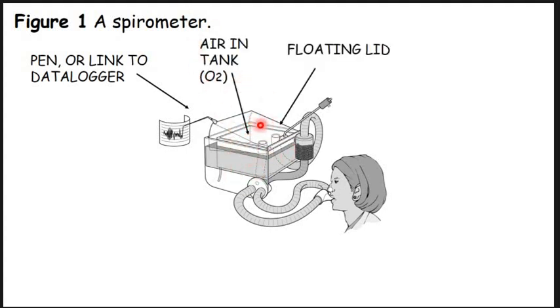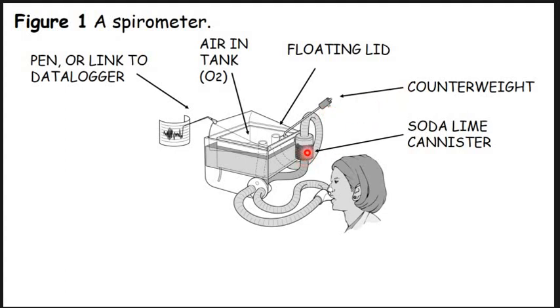And it's got this lid that floats, it moves up and it moves down, and you can see that as it's floating up and down like that, it's going to move the pen up and down on the piece of paper. It moves up and down depending on how much this person breathes in and breathes out. You've got a counterweight here to stop it flipping off completely. Soda lime, remember, absorbs CO2, so you're just looking at the change in volumes there.